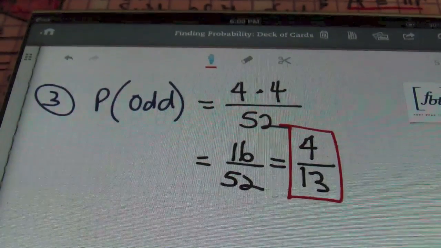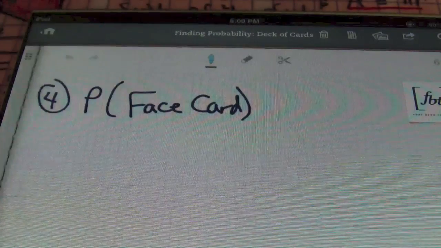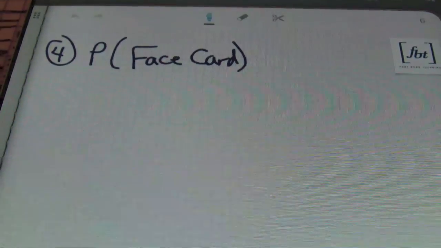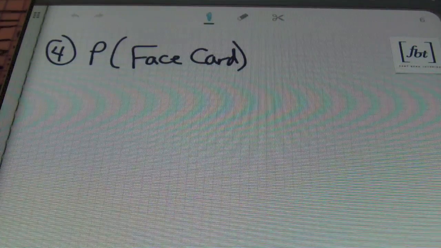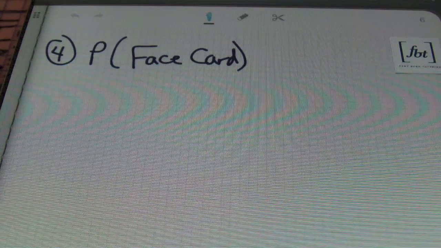Okay, let's move along. That was problem number 3. Here comes problem number 4. In problem number 4, we want to know the probability of pulling out a face card. Remember, your face cards on the deck of cards are jacks, queens, and kings.